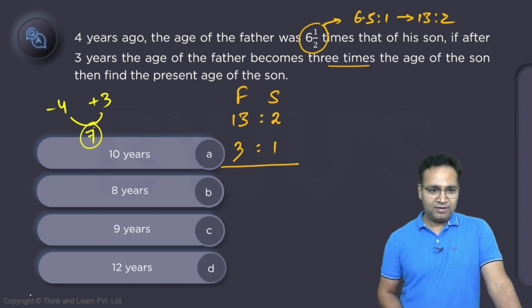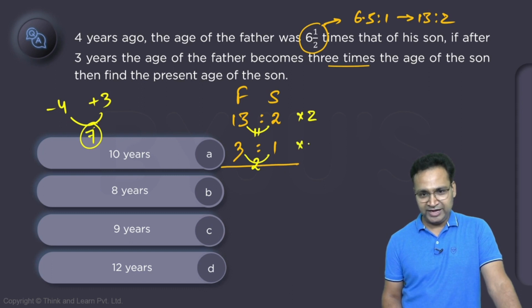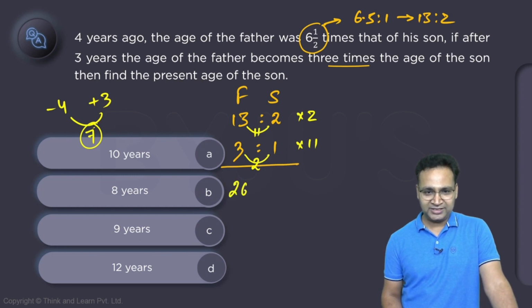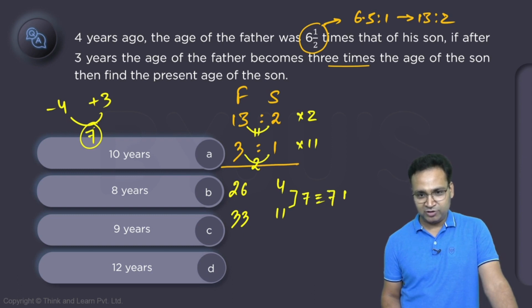Okay. Is the age difference the same, guys? The age difference is 11. The age difference is 2. So multiply this by 2, this by 11. I'm trying to make the age difference the same. 13, 2 becomes 26, 4. 3, 1 becomes 33, 11. Time difference is 7. That is equal to 7 years only.